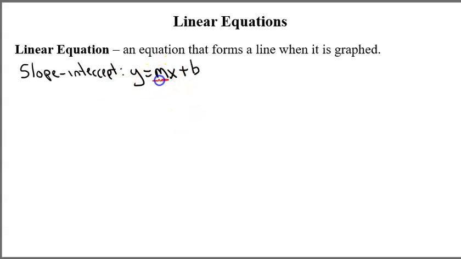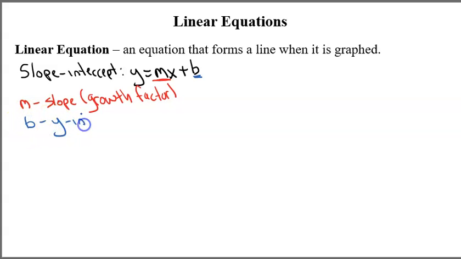So m here, m is what we use to denote the slope, or another way to call it that you may hear is called the growth factor. And the b value represents the y-intercept. So it's the point (0, b) on the graph of this line. So in Algebra 1, we get really good at recognizing and graphing these. So that's the first one.